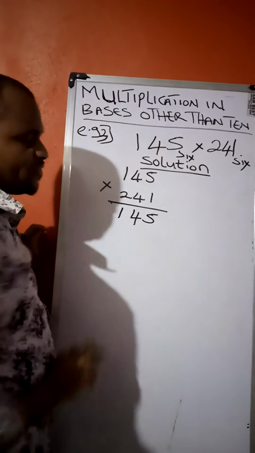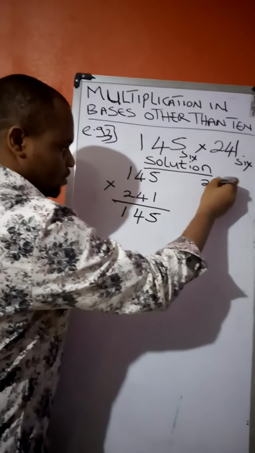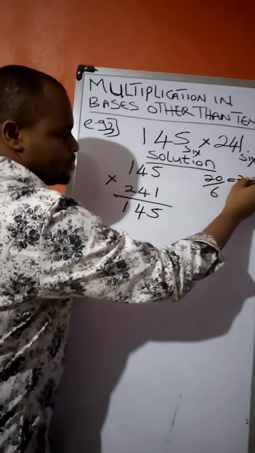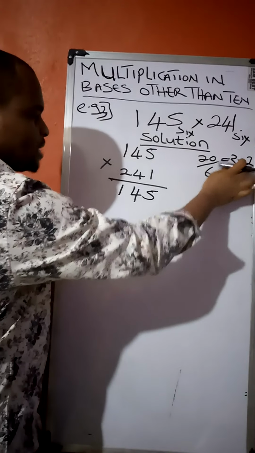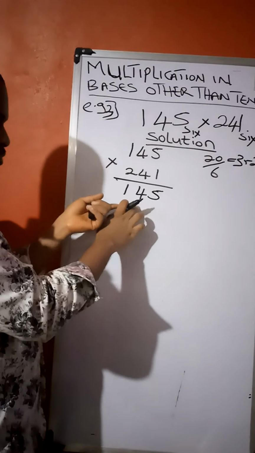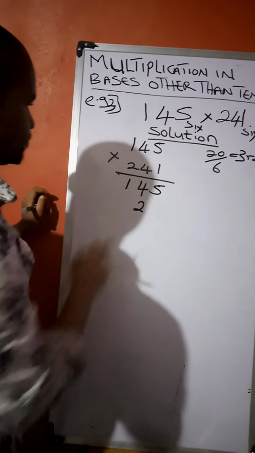We come to this one now. 4 times 5 is 20. I can't have 20 in base 6, so I have to divide in base 6. How many times can 6 go into 20? It's 3 times, remainder 2. That's 18 plus 2, 20. So I will write my remainder, which is 2. Don't forget, we are starting with the second term. 2. I carry 3.